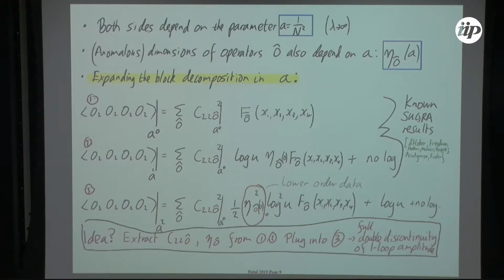Okay, so that's the sort of rough idea, and that would be the case if there wasn't this sum over operators. If there was only one operator here, then I could take this, I could take this, I could divide them, that would give me eta and c squared separately, and then I could plug them into here and get the answer. Now the reason it's not as simple as that is because there's more than one operator with the same naive quantum numbers.